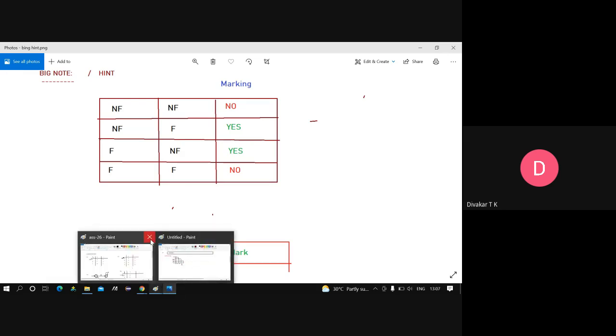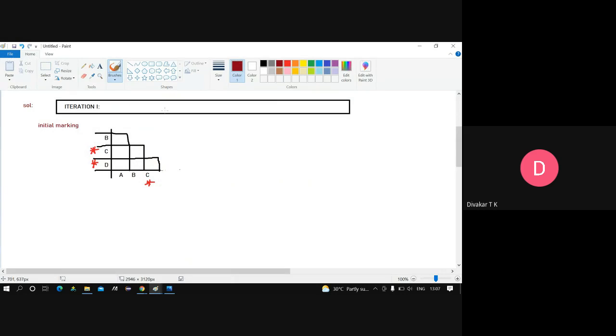Now I'll go back to the problem here. In this problem, see that this cell is AC. The AC cell belongs to A and also to B, so it is AB. AB meaning this is non-final and this is also non-final, so we should not mark. Here A is non-final but C is final, so we are supposed to mark it with a cross mark here.